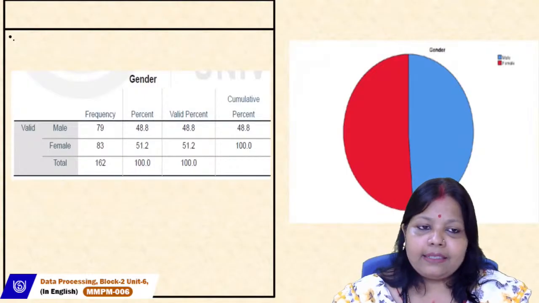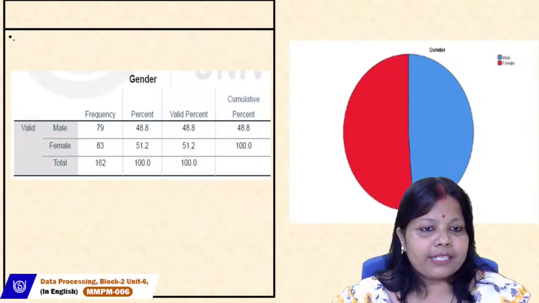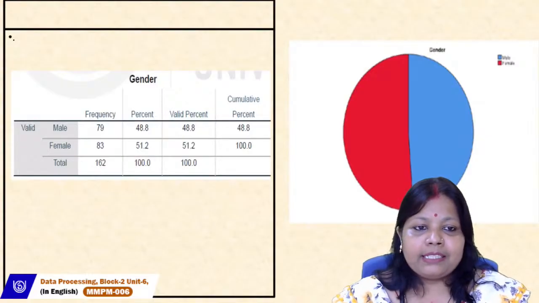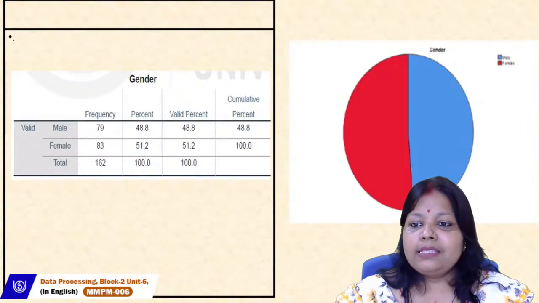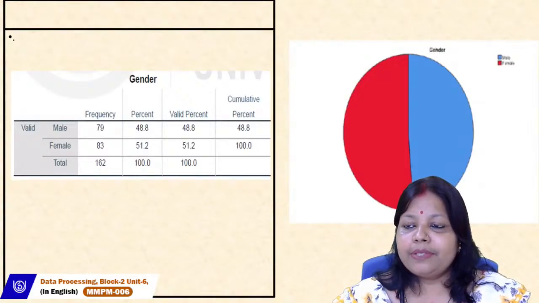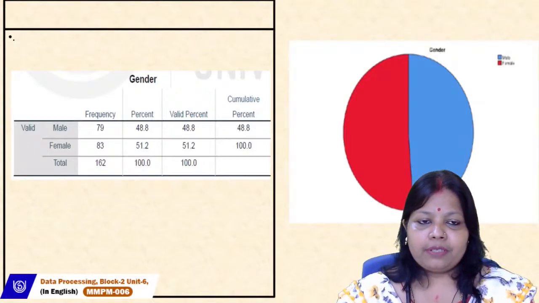Similarly, gender. So I have categorized male and female. In frequency, I can say I have 79 male respondents, whereas 83 female respondents. The male percentage is 48.8 and female percentage is 51.2. Altogether the percentage is 100%. And the percentage of gender I have posted here, I have given blue color for male and red color for female. That is the graphical presentation of gender.